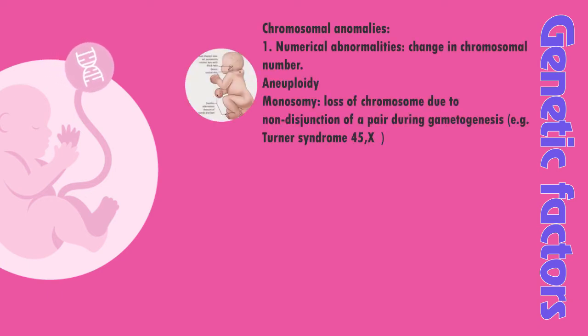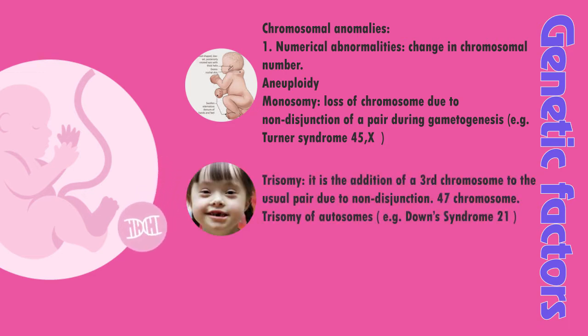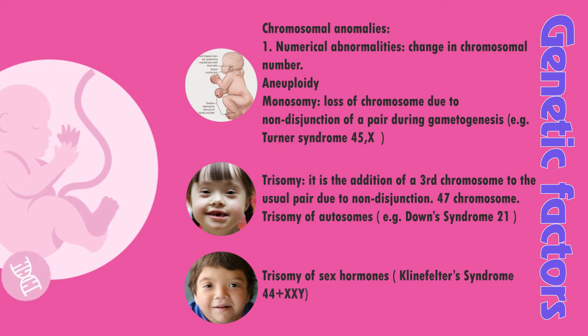Numerical abnormalities: change in chromosomal number. Aneuploidy, monosomy: loss of a chromosome due to non-disjunction of a pair during gametogenesis, e.g., Turner syndrome, 45,X. Trisomy: the addition of a 3rd chromosome to the usual pair due to non-disjunction, 47 chromosomes. Trisomy of autosomes, e.g., Down syndrome, trisomy 21. Trisomy of sex chromosomes, Klinefelter's syndrome, 44 plus XXY.